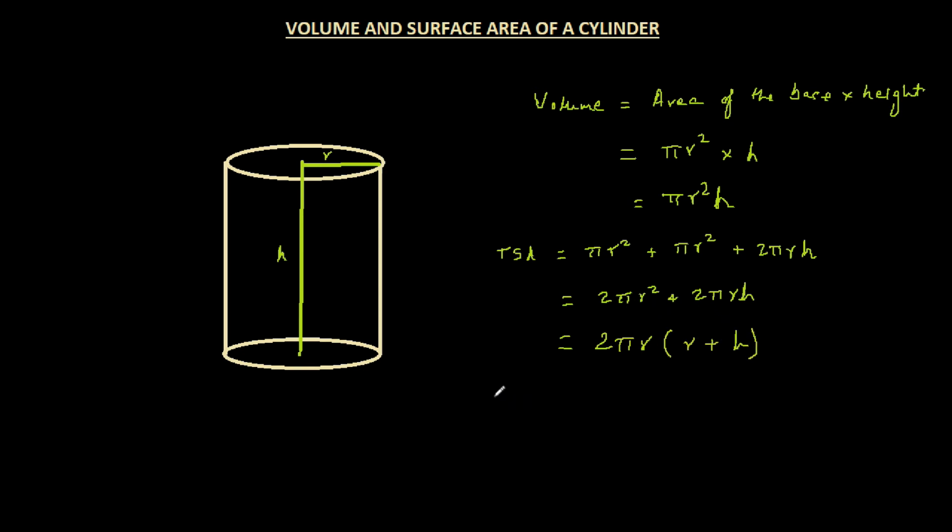So that's why the total surface area of a cylinder is nothing but 2 pi r times the sum of the radius and the height. And let's have a look at the lateral surface area also. In the case of a cylinder, it's also called the curved surface area.